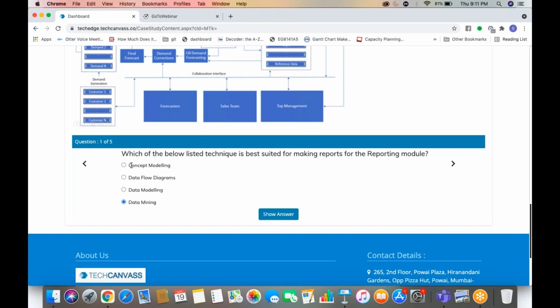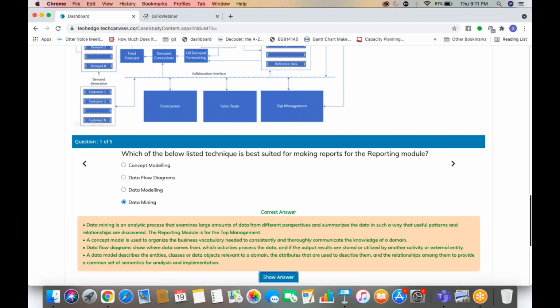I also employed the elimination technique. These three answers I eliminated. You guys would have noticed I did that elimination, and this one I was not able to eliminate, so I'm just clicking on it. Within 30 seconds I was able to answer this question. Now let me go to the next question.